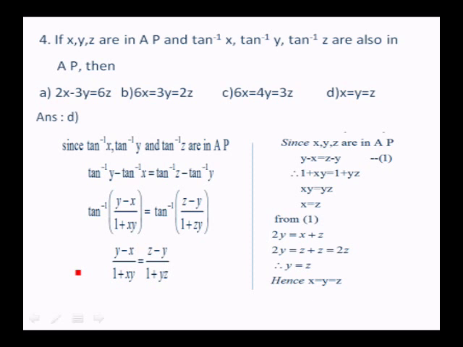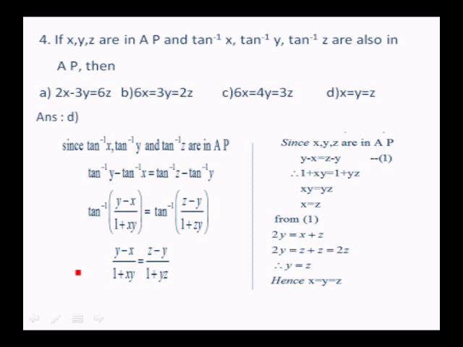In inverse trigonometry, you have learned the formula tan inverse x plus tan inverse y is equal to tan inverse of x plus y over 1 minus xy, or tan inverse x minus tan inverse y is tan inverse x minus y over 1 plus xy. So let us use that formula. Tan inverse x, tan inverse y and tan inverse z are in AP. Therefore, tan inverse y minus tan inverse x is equal to tan inverse z minus tan inverse y. So apply that formula. Tan inverse of y minus x over 1 plus xy is equal to tan inverse of z minus y over 1 plus zy.